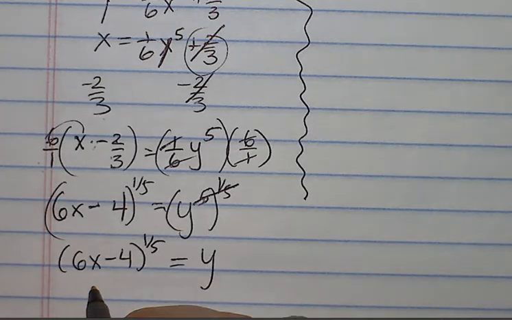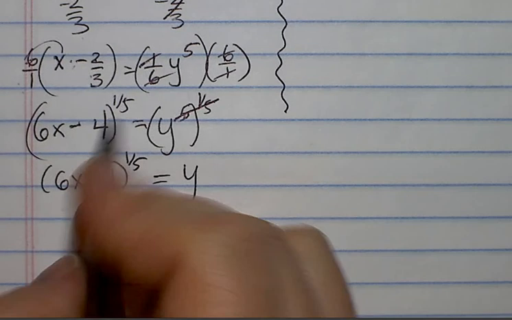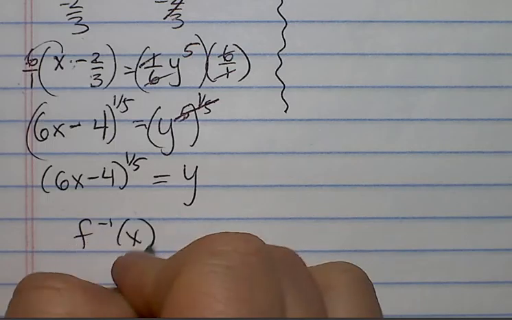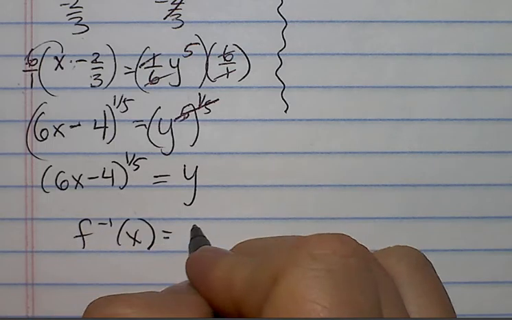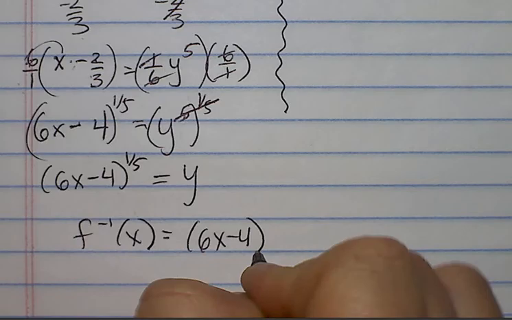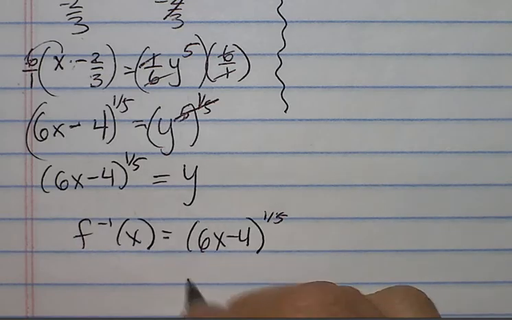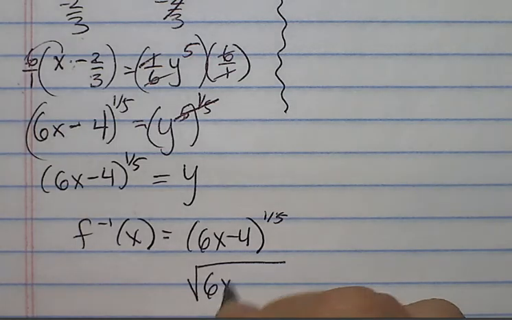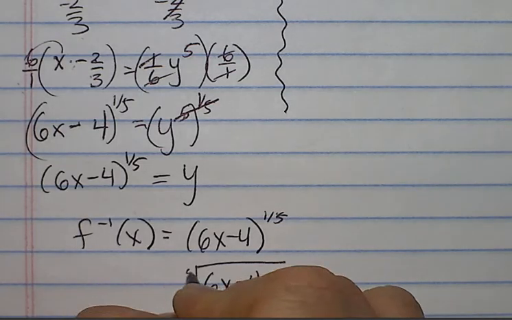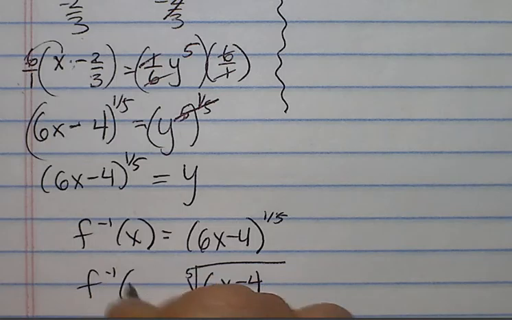So the inverse of f of x is 6x minus 4 to the 1/5 power. As a reminder, if you wrote that in radical form, it would be 6x minus 4 with a 5 out front. These are equivalent forms.